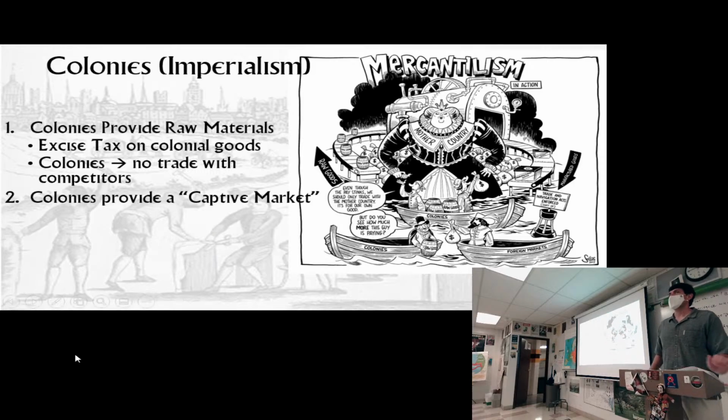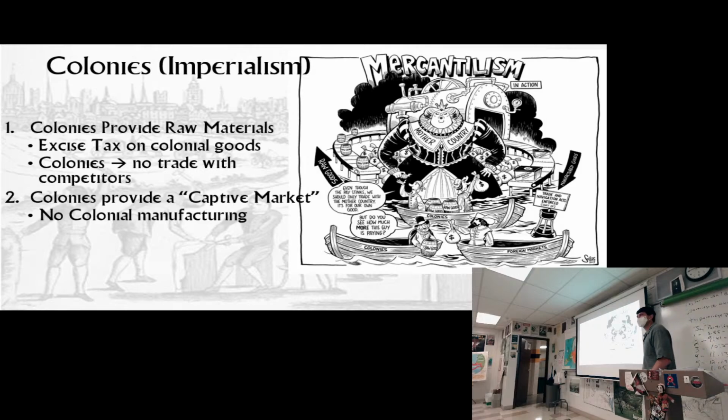And then, number two, they provide a captive market. Then you turn around and force them to buy only from the mother country. No colonial manufacturing. Don't let them buy from other countries. So the colonies can only trade with the mother country. And so, think about what this does to prices. If the colonies can only sell to Britain, what happens to the price of their raw materials, whether it be logging or iron or tobacco? If they can only sell in the British market, what happens to the price?